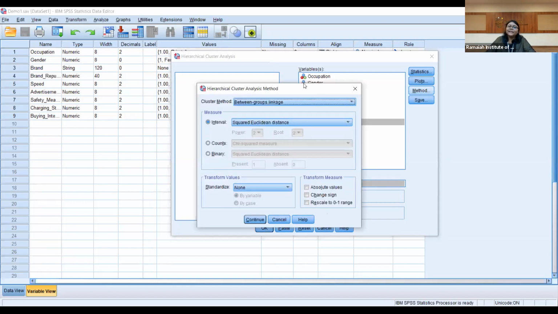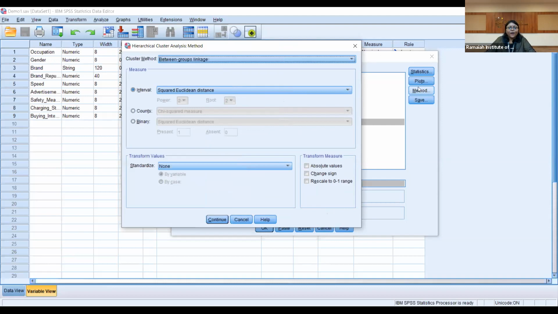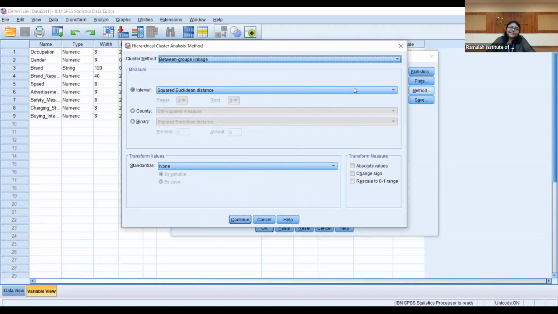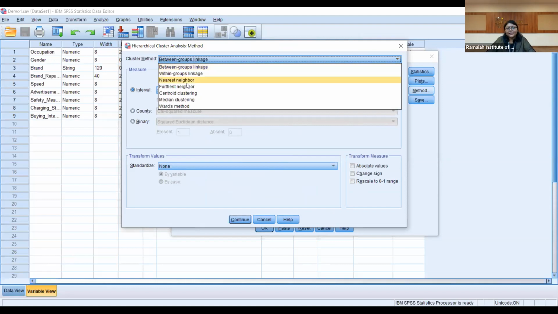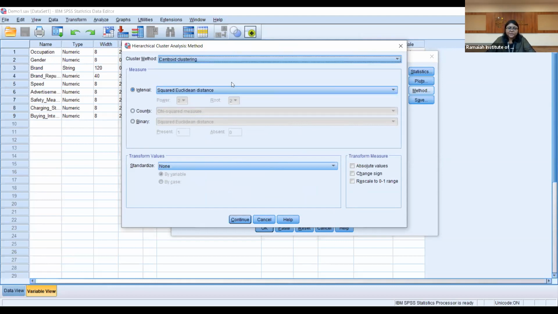Hope you remember all the things that we have discussed. All the single linkage, double linkage, centroid linkage, whatever we discussed in cluster analysis, all these things are there. The cluster methods: between group linkage, within group linkage, nearest neighbor, farthest neighbor, centroid clustering, Ward's method. Now these are some of the methods. Now the most common method which is used is centroid clustering. So let me consider this centroid clustering.